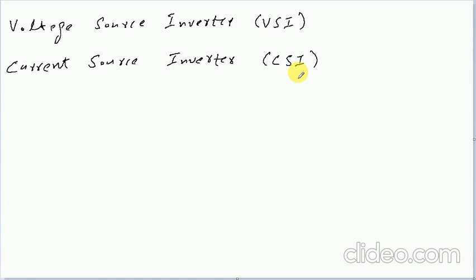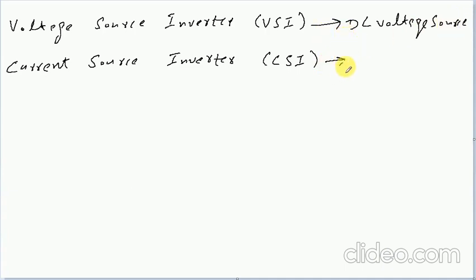The case in which we have the DC voltage source as an input to the inverter is referred to as a voltage source inverter. So in this particular case, we have a stiff DC voltage source, stiff or constant, as an input to the inverter.